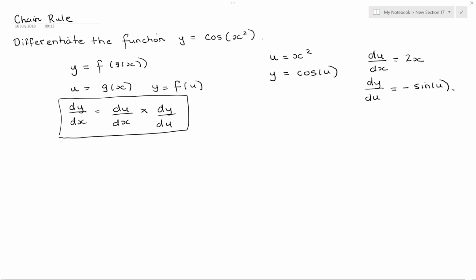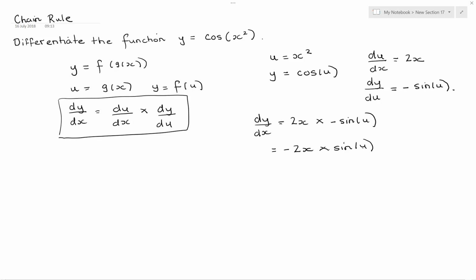So bringing that all together, we see that dy by dx is equal to du by dx, which is 2x, multiplied by dy by du, which was minus sine of u. So rewriting that slightly by bringing that minus sign to the front, we'll get minus 2x times sine of u. But that's not the whole story. We introduce u as a mechanism to help us find dy by dx.